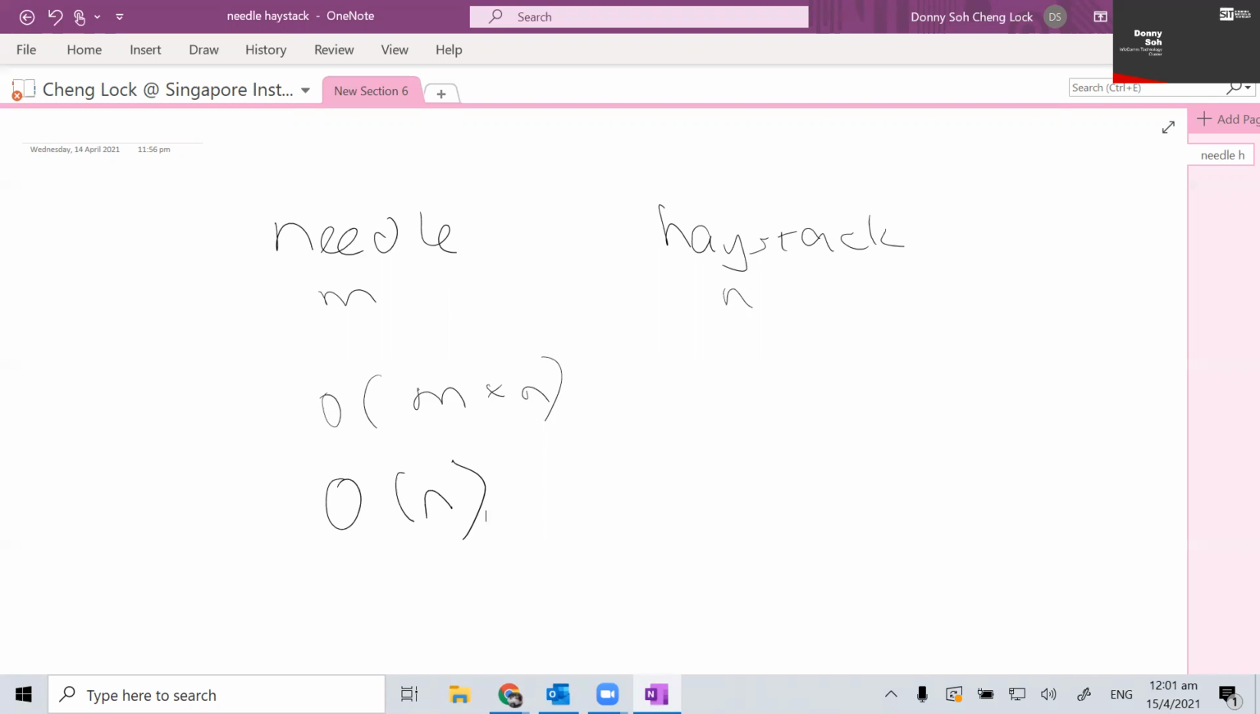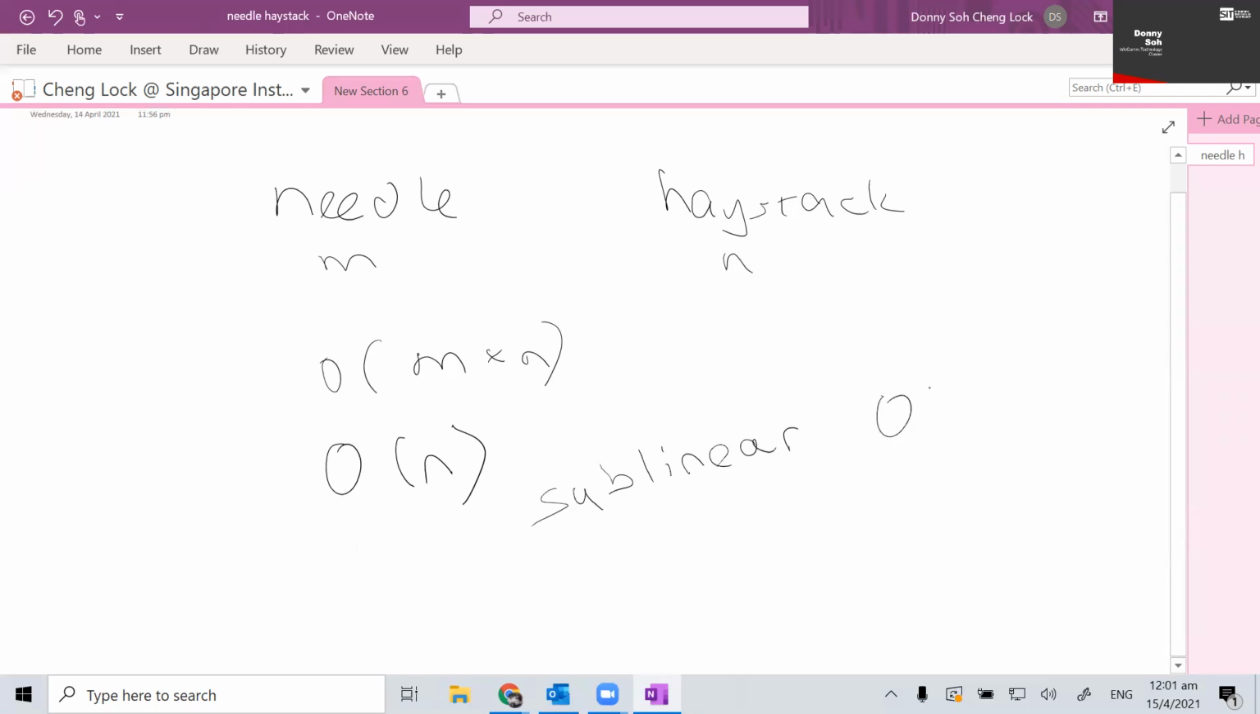The KMP algorithm is in fact a linear algorithm. The next one that we went on to is the Boyer-Moore algorithm. In the Boyer-Moore algorithm, we are actually going down to sublinear. It is still bounded by O(n), but in the average case, it is going to be less than n.